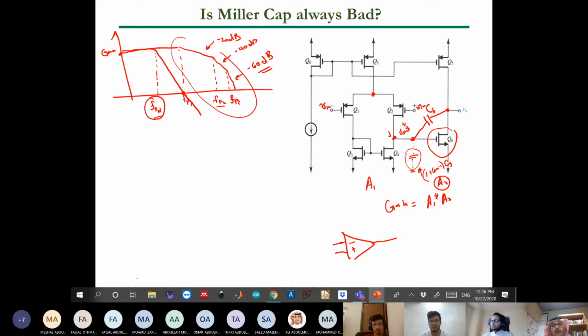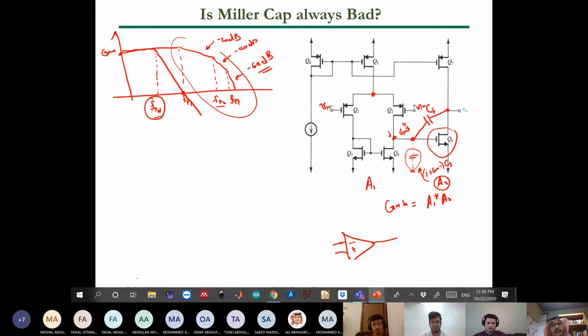In general, if you are considering a very high bandwidth, the answer is yes. But if you are considering stability in the system, you may use a Miller capacitor to stabilize the system.